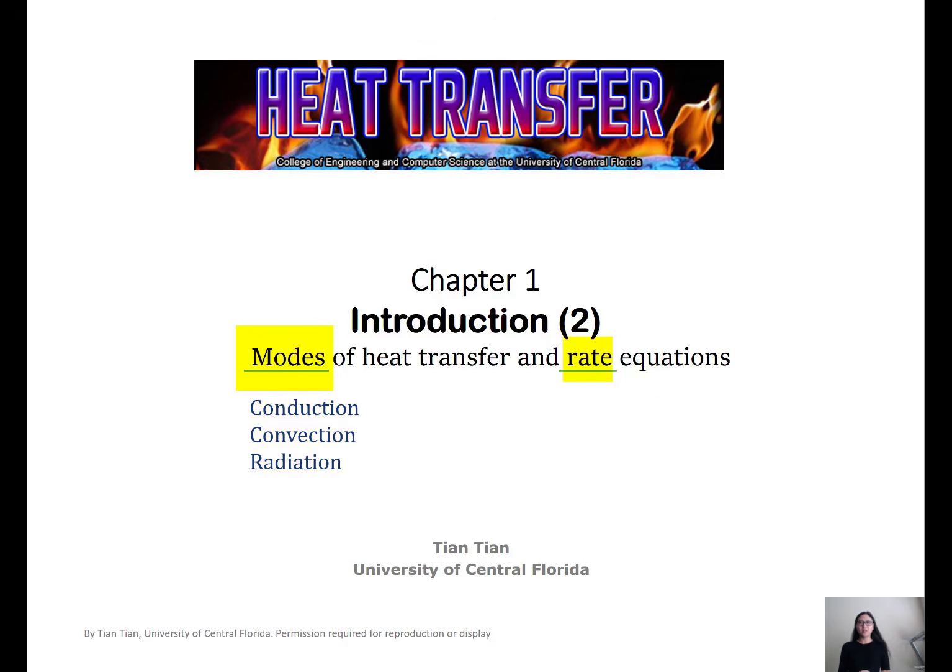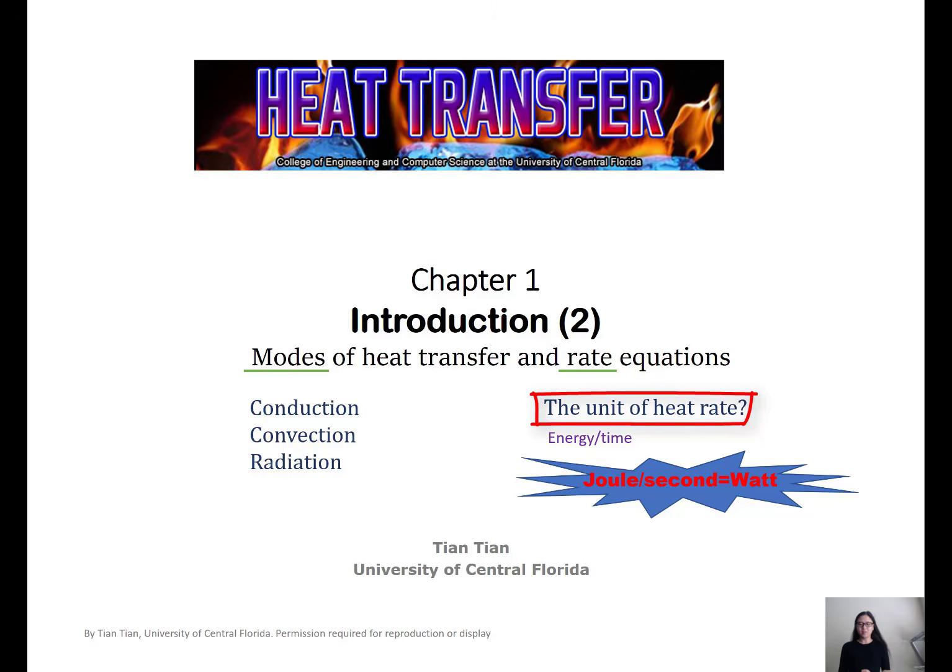What is the unit of heat rate? We know whenever we encounter the term rate, it means something per unit time. The heat rate is energy transferred per unit time. So the SI unit of heat rate is joule per second, or watt.